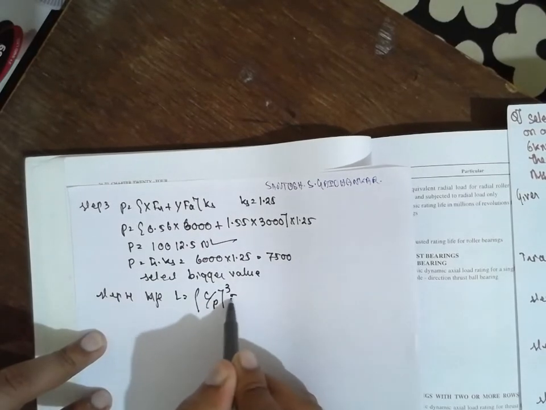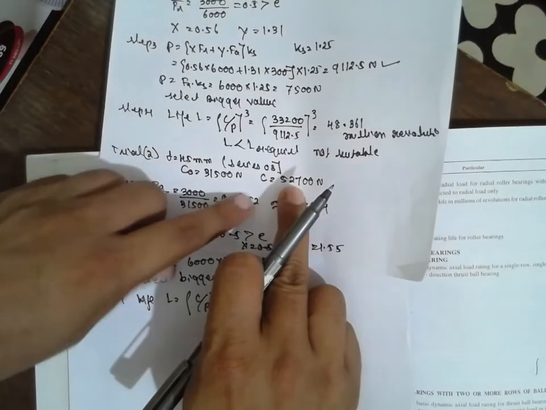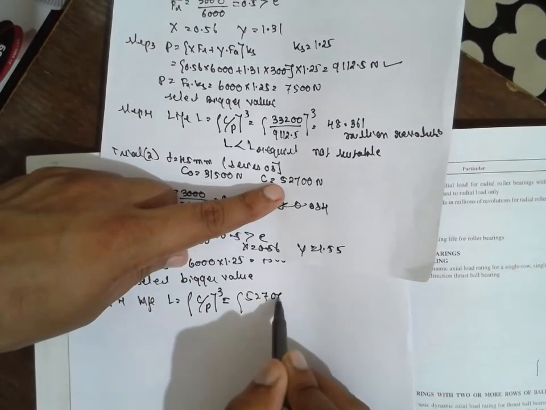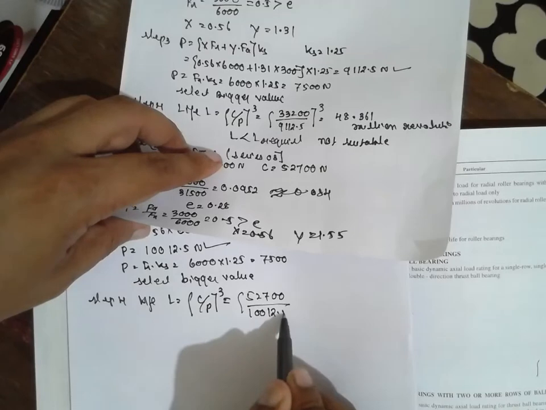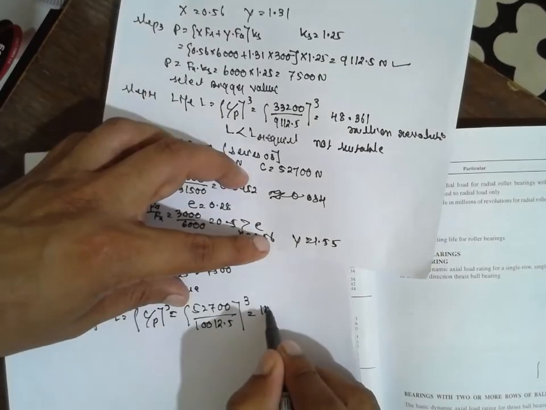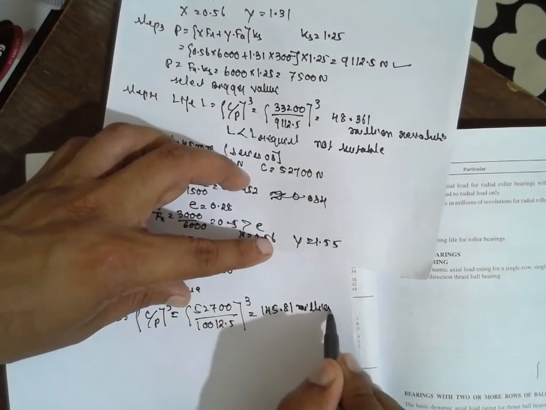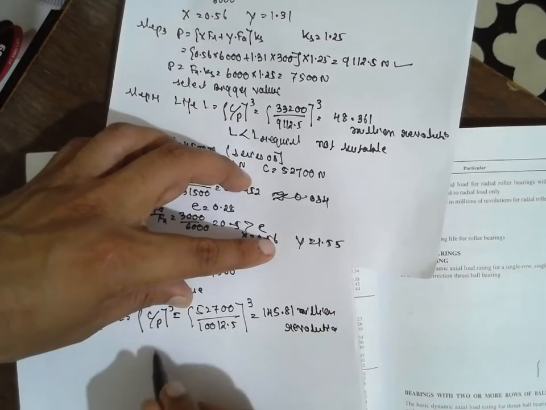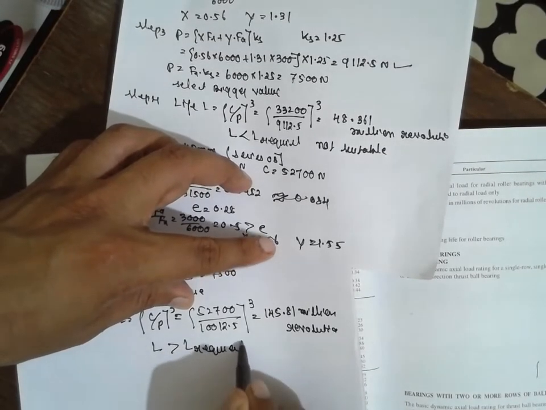After knowing the bigger value, step 4 for life. L is equal to C divided by P whole cube. This is the C value which is obtained from the data handbook. 52700 divided by P, which is nothing but 10012.5, whole cube. The answer will be 145.81 million revolutions. That means L is greater than L required.